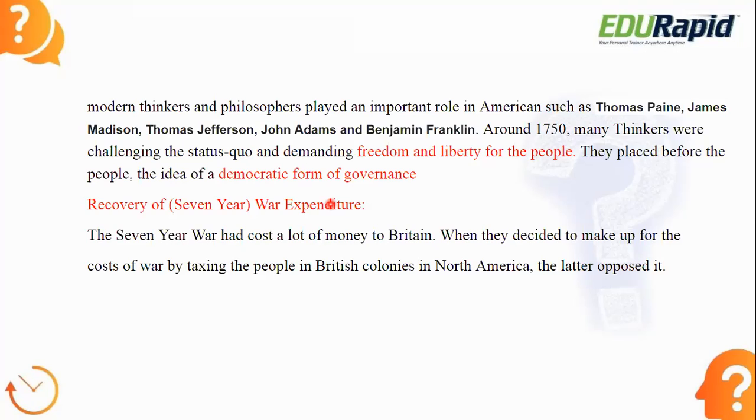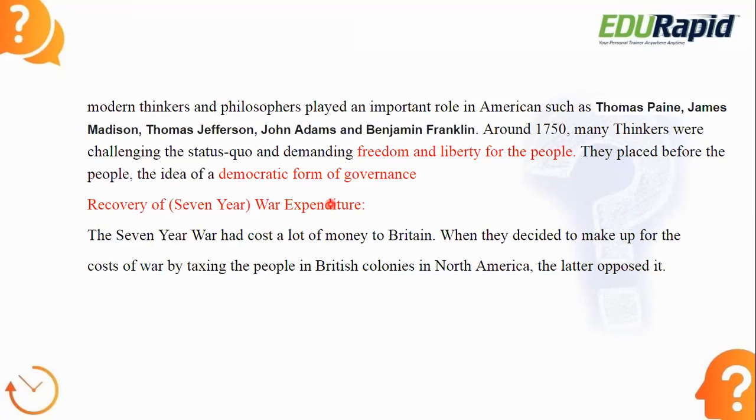So because of that, keeping that in mind, they started increasing the amount of taxes for the American people, to fulfill the war expenditure of the 7-year global war. Britain started doing such a thing. Because of that, the North American leaders and the people opposed it. They started opposing it. So that is also one of the reasons.